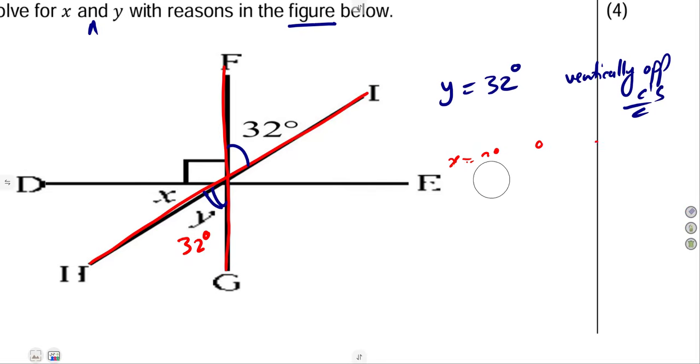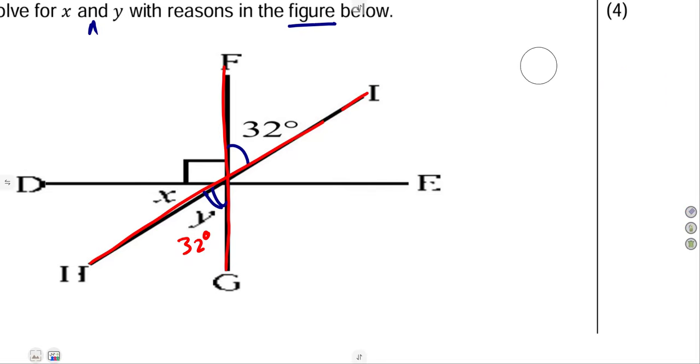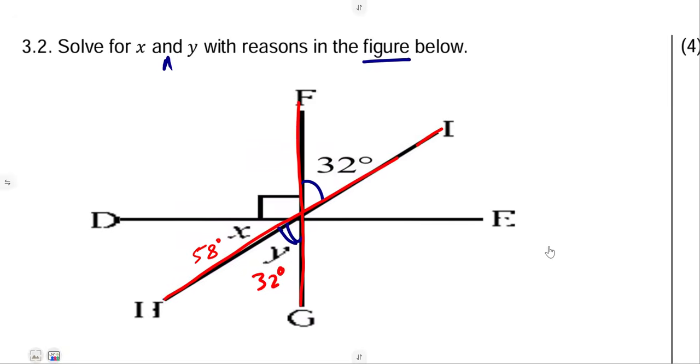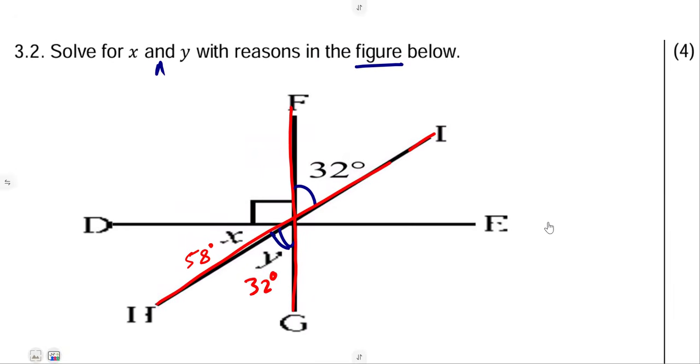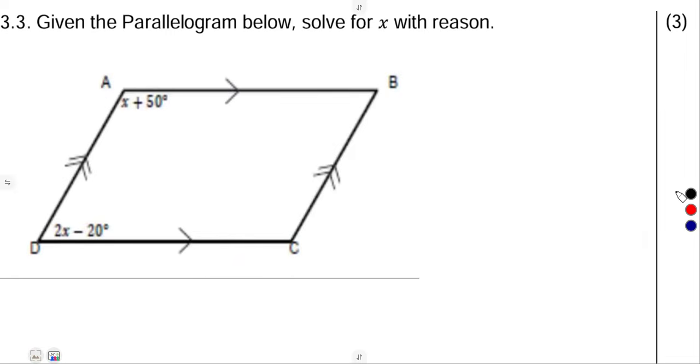Guys, there are so many ways, as long as you're obtaining the values from your calculations and with the reasons. The reason is from what? Your geometry. A mathematical reason is to be given there. So work out as many questions as you can.